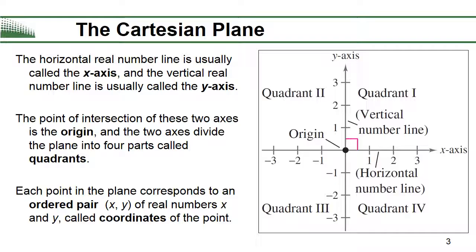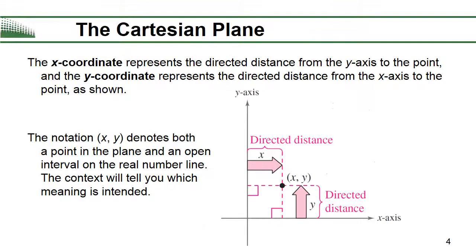Ordered because it always is in a particular order. X comes first, followed by y. And these ordered pairs are also called the coordinates of the points. The x-coordinate represents the directed distance between the point and the y-axis, while the y-coordinate represents the directed distance between the point and the x-axis. Notice the word directed. That's because the numbers come with a direction, either a positive or a negative direction.